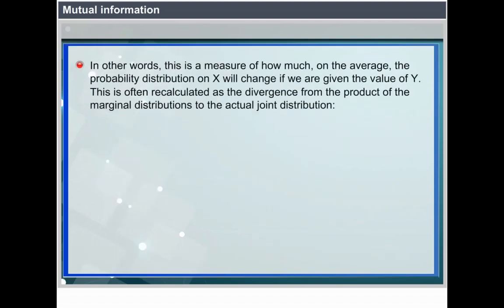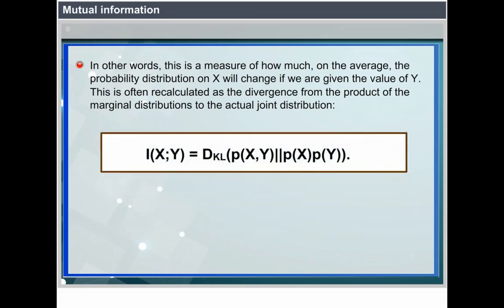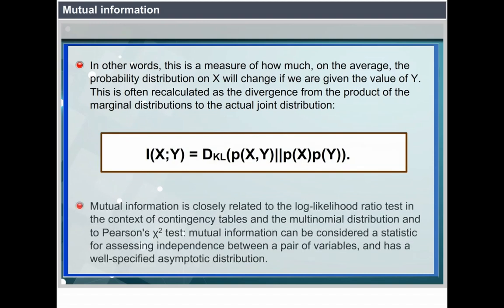In other words, this is a measure of how much, on the average, the probability distribution on X will change if you are given the value of capital Y. This is often recalculated as the divergence from the product of the marginal distributions to the actual joint distribution. I of capital X comma capital Y equals DKL of P of capital X comma capital Y given P of capital X into P of capital Y.